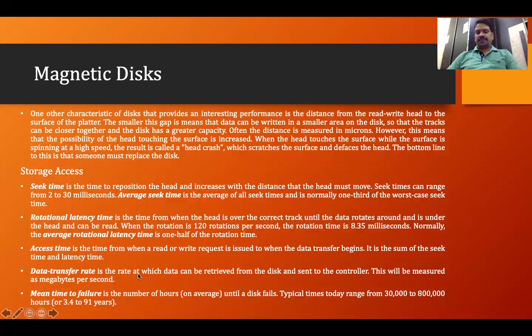Data transfer rate is the rate at which data can be retrieved from the disk and sent to the controller. This is measured in megabytes per second. So Mbps, we know that.